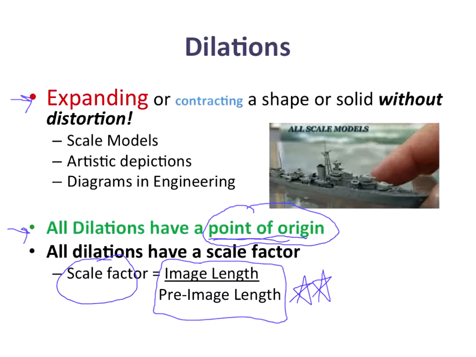In order to find our scale factor, we're going to take our image divided by our pre-image. It's going to be a fraction. Sometimes it'll turn out to be like 2/1, which is a whole number, which is fine. And sometimes it will turn into a fraction like 1/4.